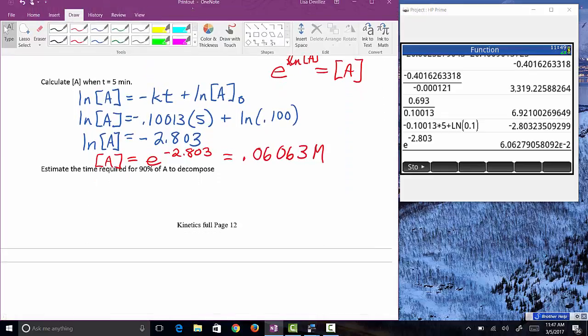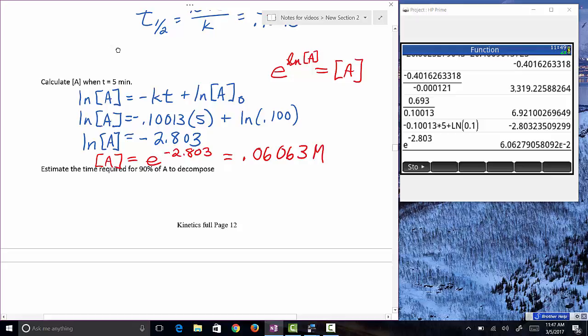It says, estimate the time required for 90% of A to decompose. Okay, so what does that mean? Think about it: if 90% has decomposed, then my concentration at that time is going to be equal to 10% of A. So 0.1 times A is going to be my concentration at that time. We said 0.1 was my initial concentration, so 0.01 is going to be my concentration at that time.